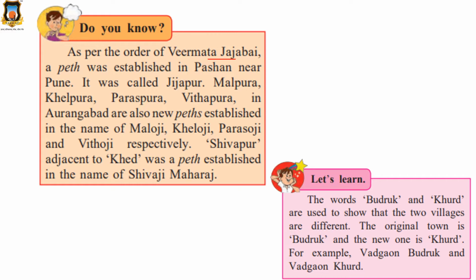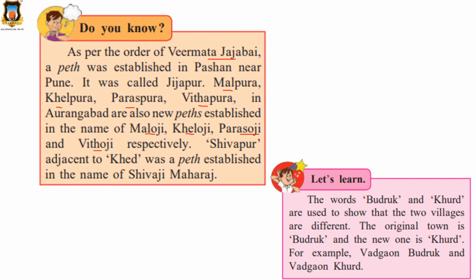Then Malpura, Khelpura, Parsapura, and Vithapura in Aurangabad are also new pets established in the names of Maloji, Malpura; Khiloji, Khelpura; Parsoji, Parsapura; Vithoji, Vithapura. Understood all of you? So in their names, these pets were established.